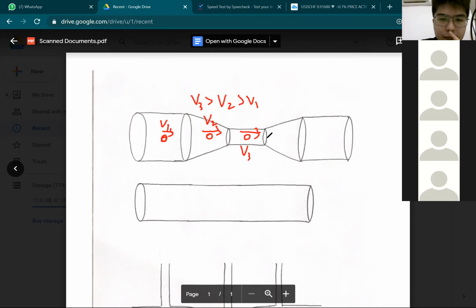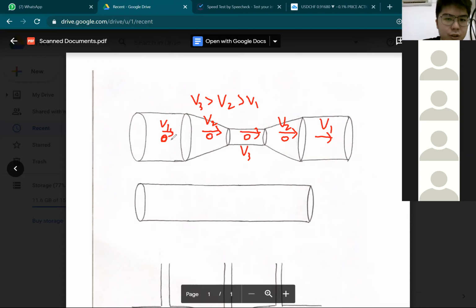And at this opening here, going from the small cross-sectional area into the bigger one, the velocity will come back and slow down again, becomes V2. And then eventually it will decrease again, becomes V1. So this shows how the speed changes in this constricting narrow water pipe. Now we are going to talk about why this happens. This has something to do with Bernoulli's principle.